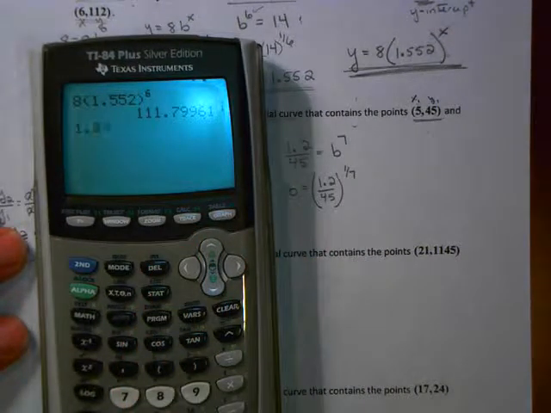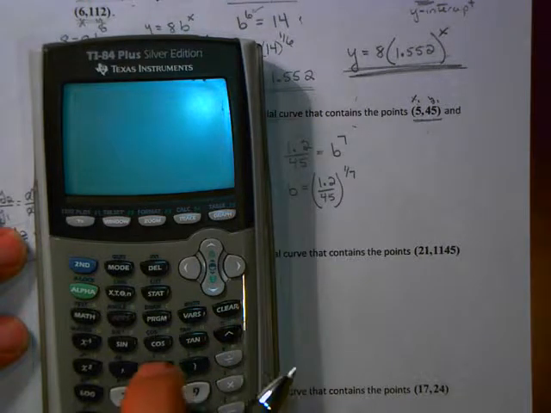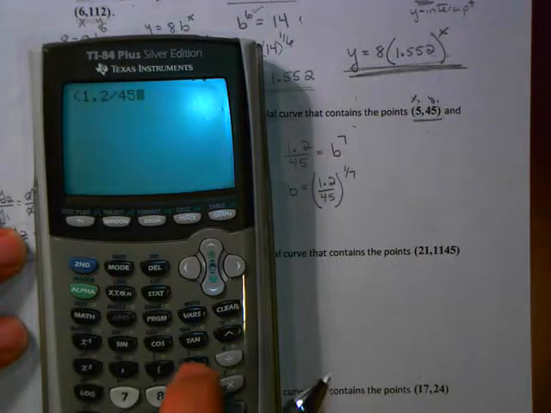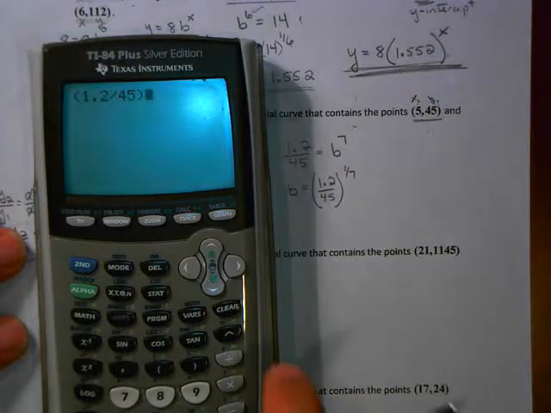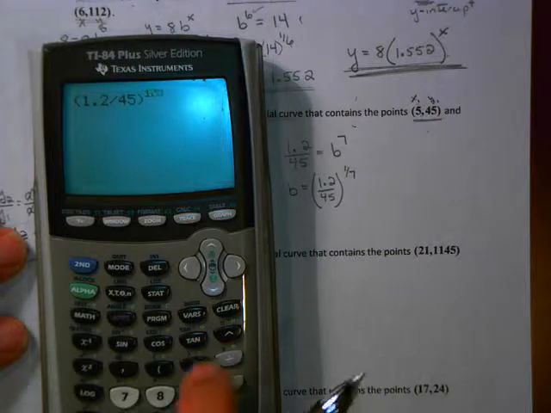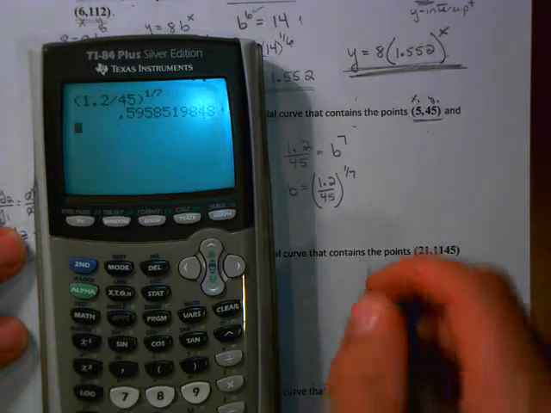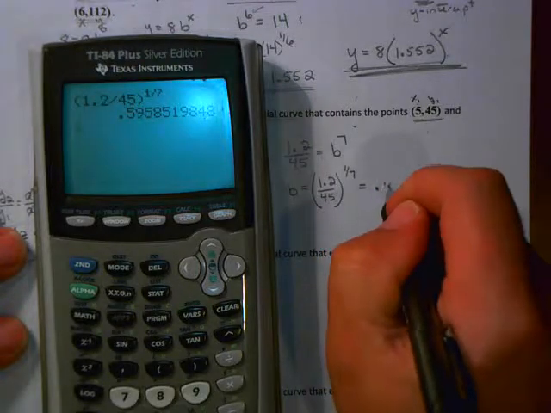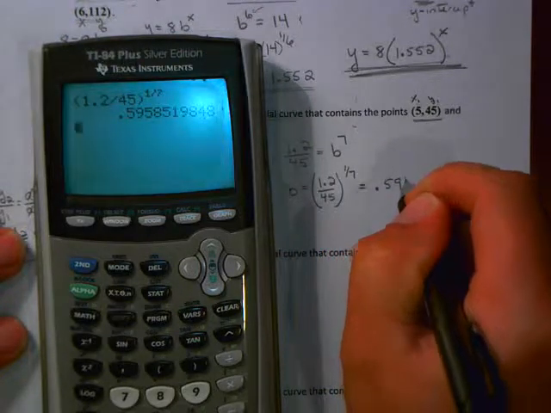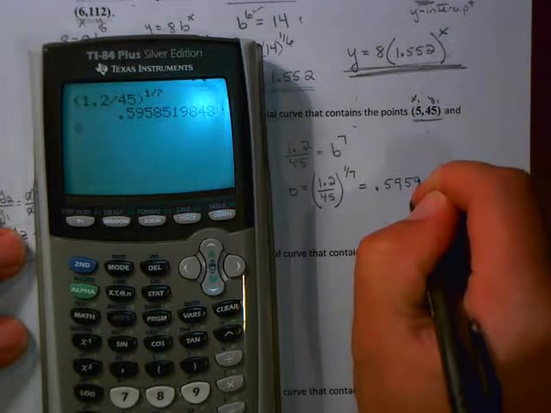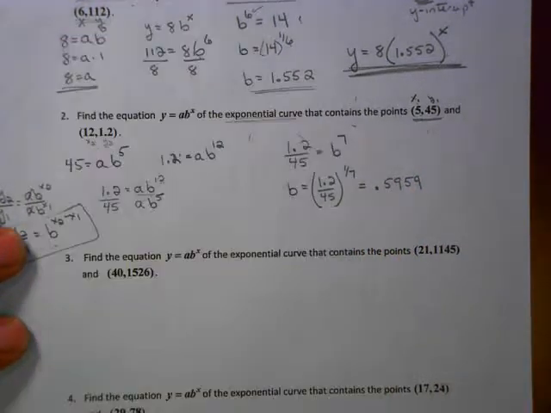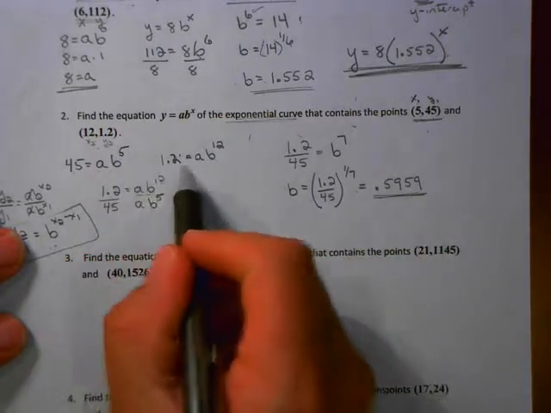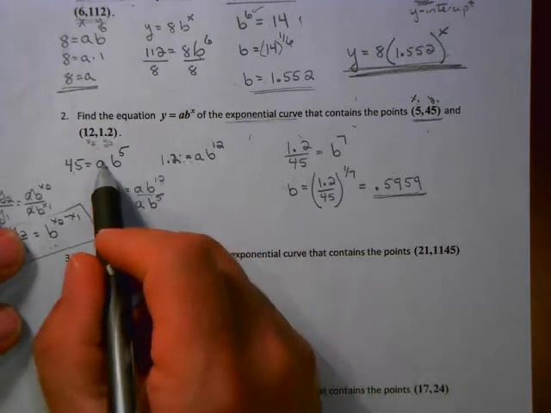So 1.2, I'm going to clear that because I need parentheses. 1.2 divided by 45, close our parentheses, because it's all of this raised to the 1/7. And we get 0.5959. So we just want to be careful on our rounding. Now that I know b, I'm going to pick either one of these equations to find a.